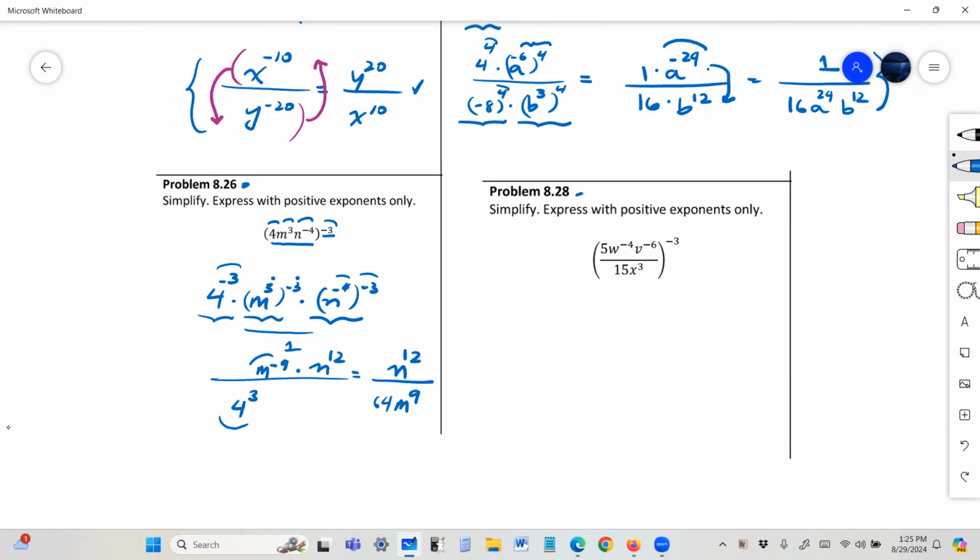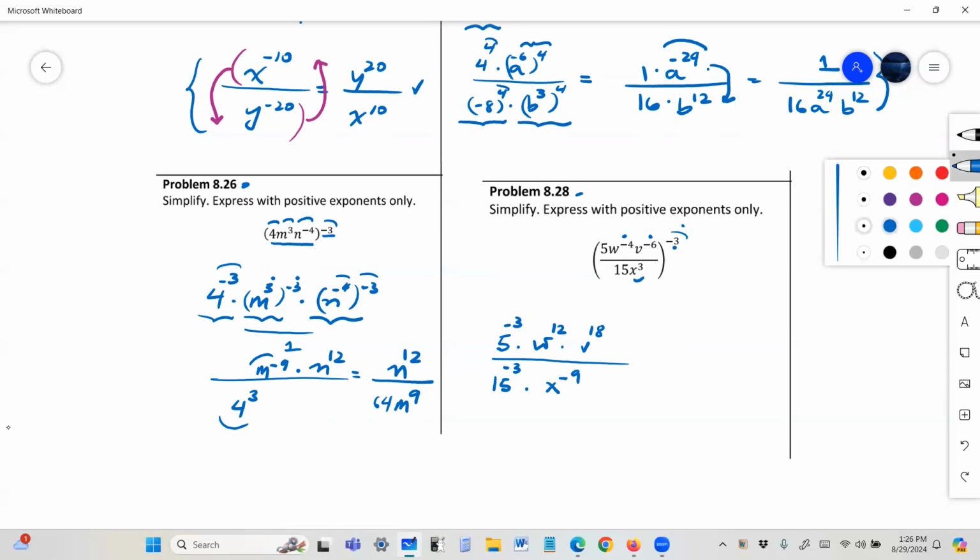So I'm going to take care of this exponent first, numerator and denominator. So I have 5 to the negative 3 times W, and I'm going to multiply as we go so that it doesn't get too cluttered. So I already know that I have to multiply the negative 4 times the negative 3. So this will be W to the 12, positive. And then V to the negative 6 times negative 3, which is 18. The denominator, I have 15 to the negative 3 times X to the 3 times negative 3, which is negative 9.